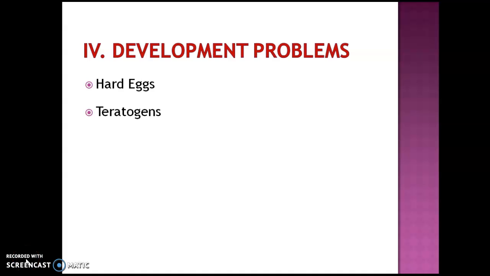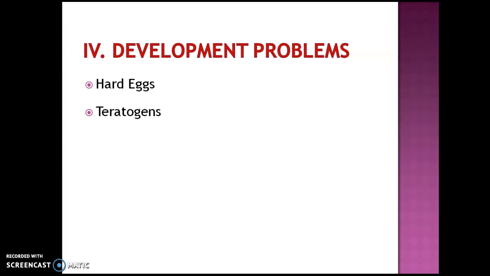Hello friends, welcome back. Today we'll discuss the last category of female infertility, that is development problems, which indicates if there are any problems during the events of development of a fetus, from the very first fertilization till parturition. If there is any issue, it may end up with infertility in females, or it may end up with malformation or abortion of the fetus.